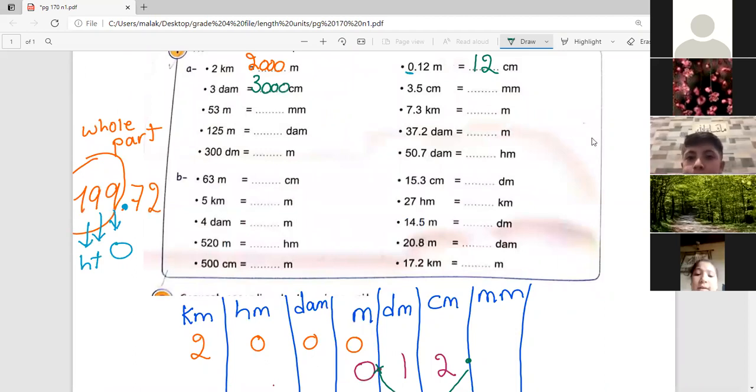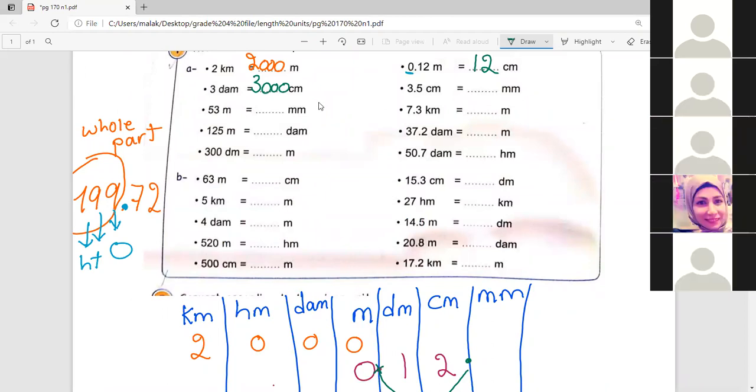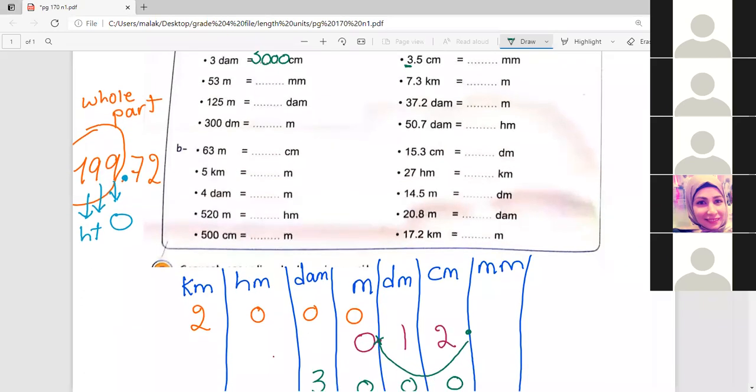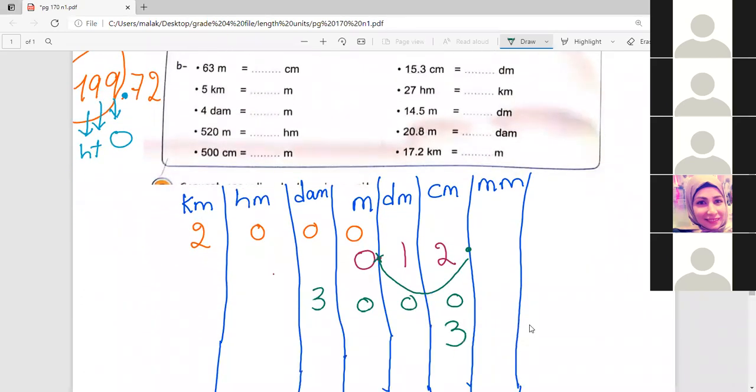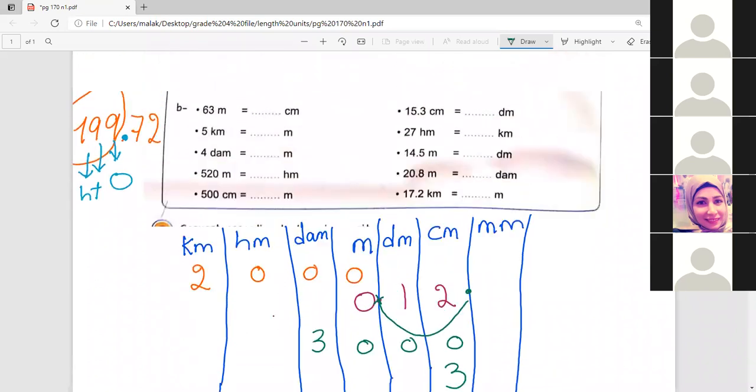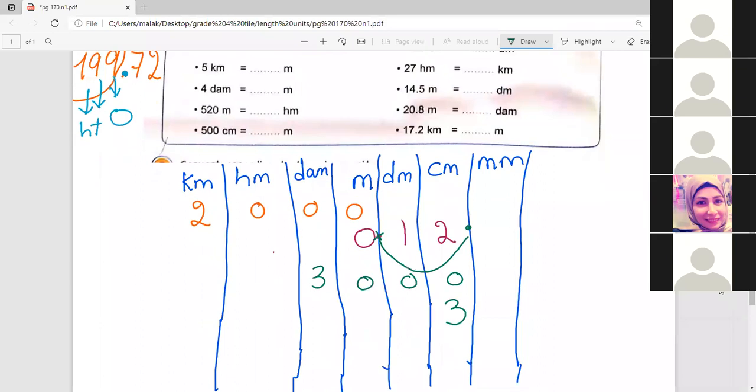Amal, you're welcome. Yes, teacher. Come on, Amal. 3.5 centimeter convert to millimeter. First we put 3, not 5. Excellent. Where should I place the 3? In centimeter. Bravo, 3 under centimeter. Now we copy the number 3.5. Copy it. So we put 5 in millimeter.